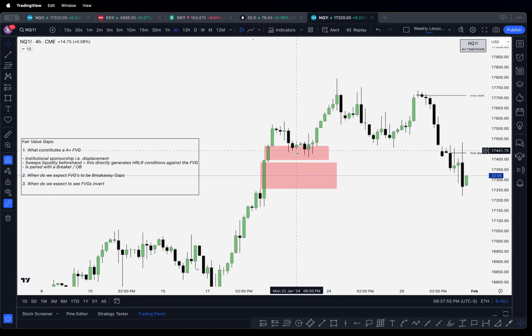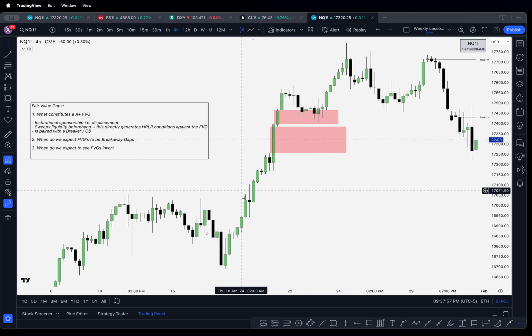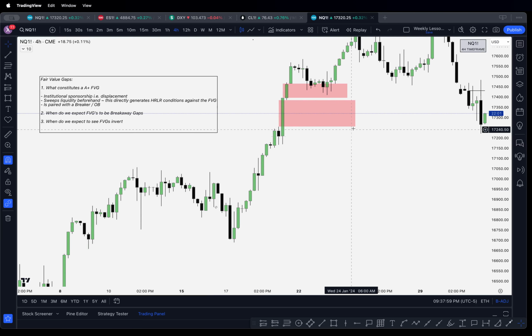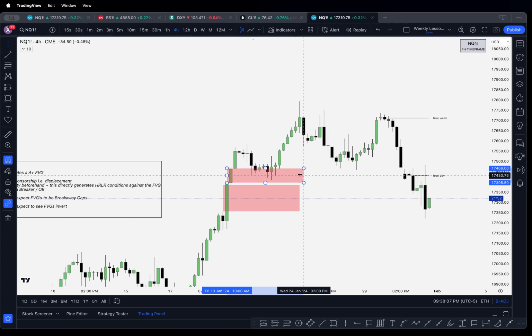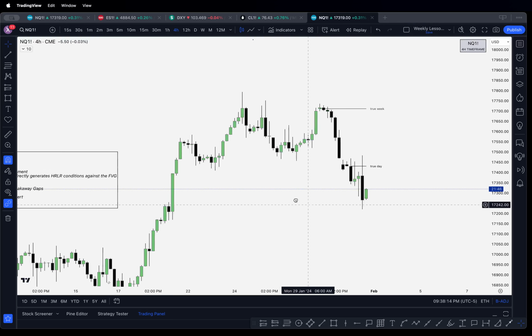But you see how we have to accumulate in it? It's not a violent reaction from that fair value gap. This is also because of the time. It was under age. This is a Monday, I guess. But you'll start to notice that the most violent reactions from fair value gaps often come when they're paired with something. So let's take a look at an example for today.